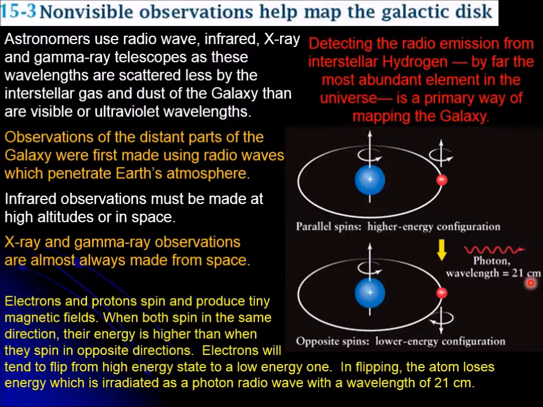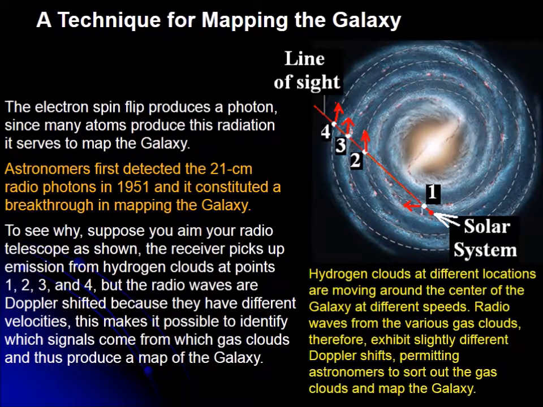And these radio waves can then be detected, and with that we can get an idea of where the gas is and how fast it's going, because this can also be Doppler shifted depending on the relative velocity of the hydrogen atom with respect to us. And this is how it is done.